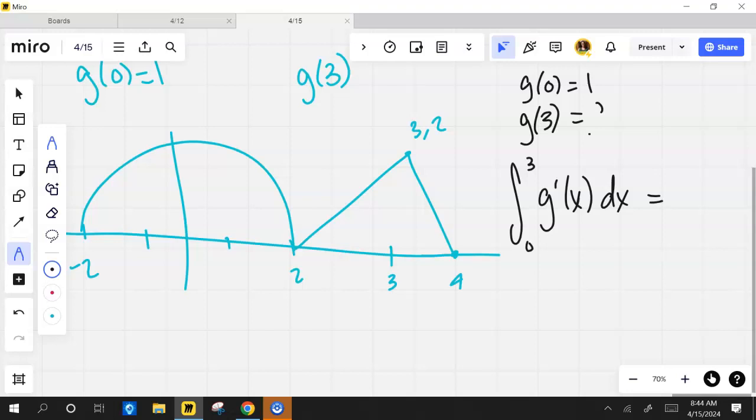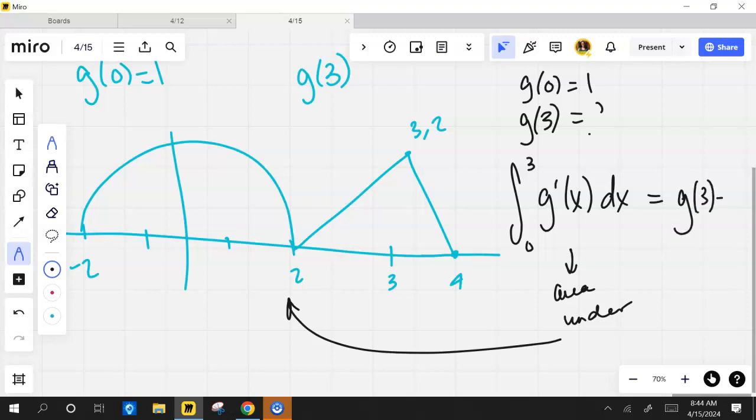What that should give me, this would be area under, right? Area under this, because this is g prime. The way I find that, if I think about the fundamental theorem, is g of 3 minus g of 0. Do you agree with that? This is kind of a graphical approach as compared to an algebraic approach, but setting them equal lets me solve for what I need to know.